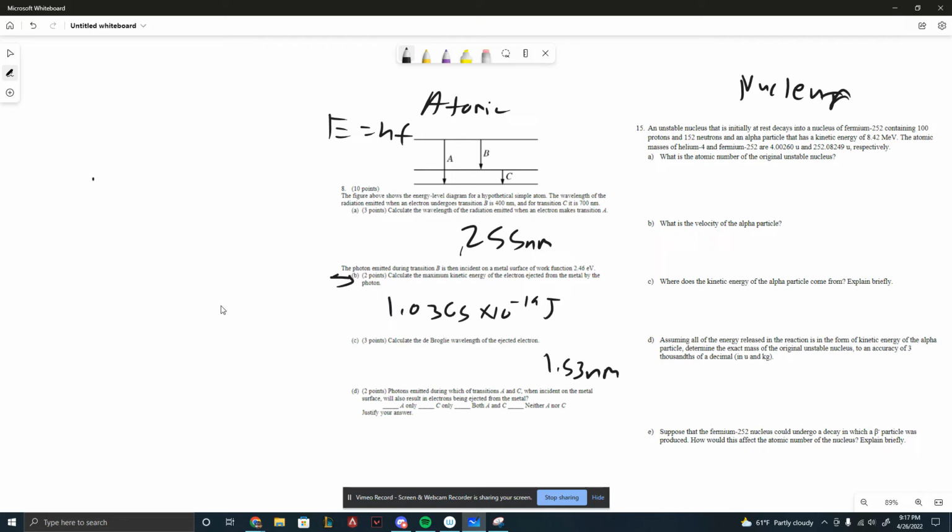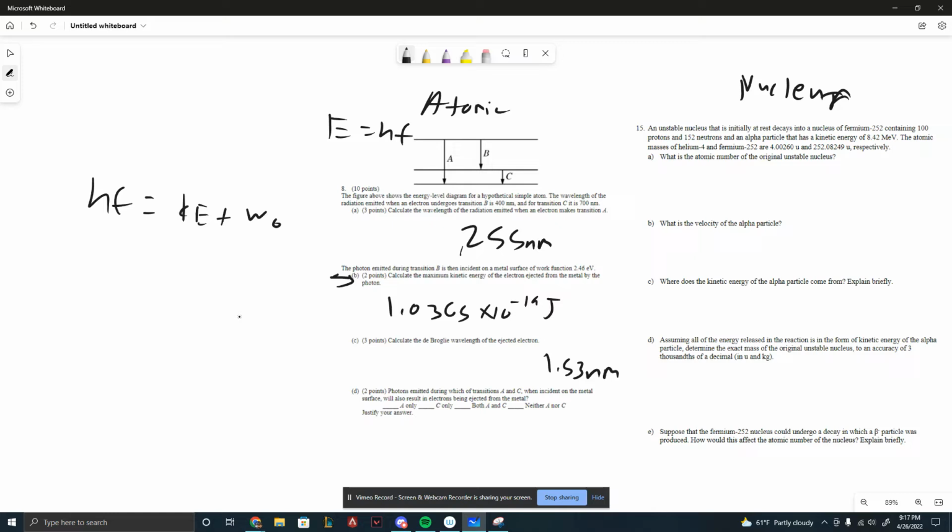So when we do this, hf is equal to KE plus your work function. This is higher for transition A, which means this will be higher because the work function is staying constant. We know B does it, so now we just have to check, does C do it? And that will be plugging into this formula.